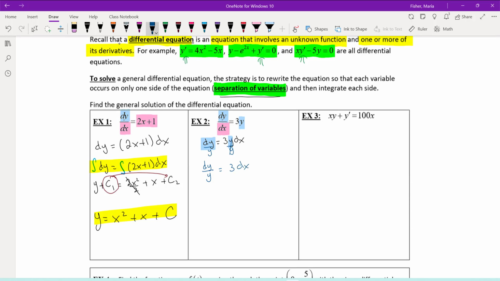Now that I have all my y's on the same side of the equal sign and all my x's on the same side of the equal sign, I get to integrate both sides. So I get to integrate the left and integrate the right. Well, what is the integral of dy over y?